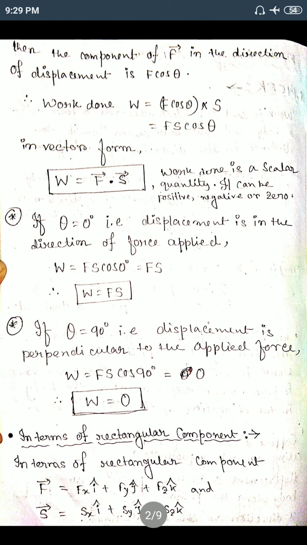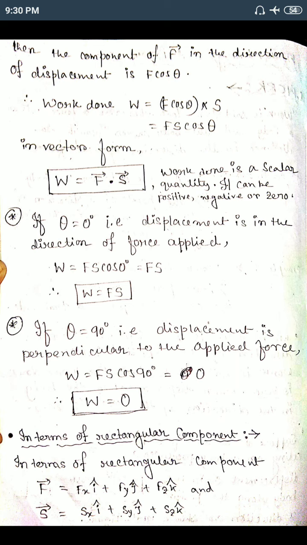So how can we write the work done? As we know, work done is force multiplied by displacement. So work done equals F cos theta multiplied by displacement s, that is Fs cos theta. In the vector chapter we studied the dot product: when we multiply two vectors and the result is a scalar quantity, that is called the dot product, and it involves cos theta. So in vector form we can write W equals F dot S, and W, the work done, is a scalar quantity.